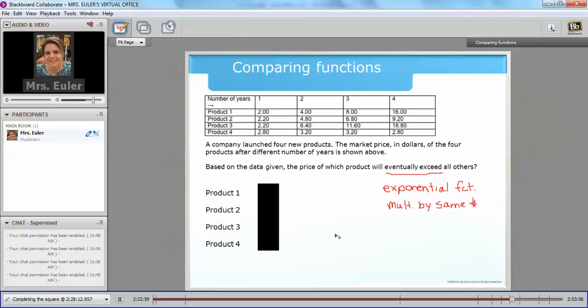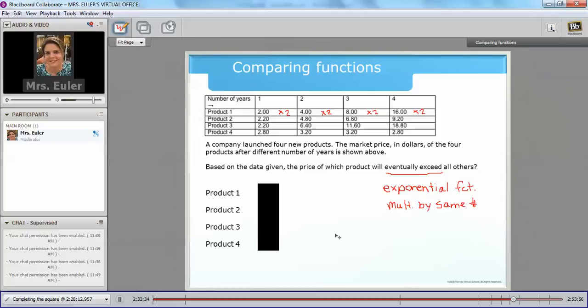So when we look at this first product right here, notice that in year 1 it was 2, in year 2 it was 4, year 3 is 8, year 4 is 16. So you can see that to go from year 1 to 2, we have to multiply by 2. So 2 times 2 gives us a 4. To go from year 2 to 3, we multiply by 2 again. 4 times 2 is 8. And from 3 to 4, multiply by 2 again. 8 times 2 is 16. And we would continue this process. That right there is an exponential function.